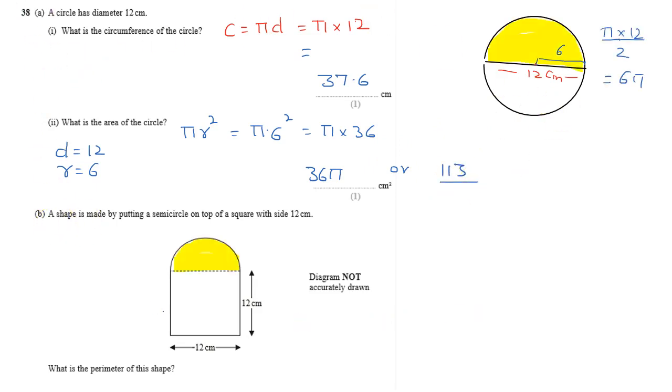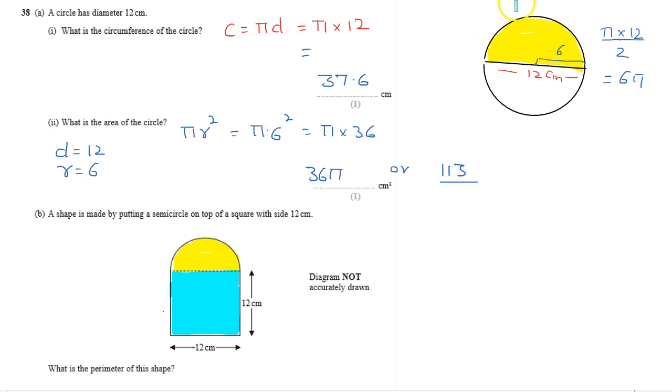A shape is made by putting a semicircle on the top of a square. This is a square, and on the top of it, they have put a semicircle. The side of the square is 12 centimeters. It is exactly the same as the diameter of the circle. So in fact, what they have done is cut it and put it on the top. What is the perimeter of the shape?